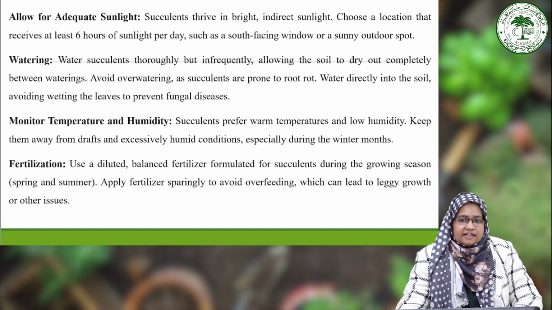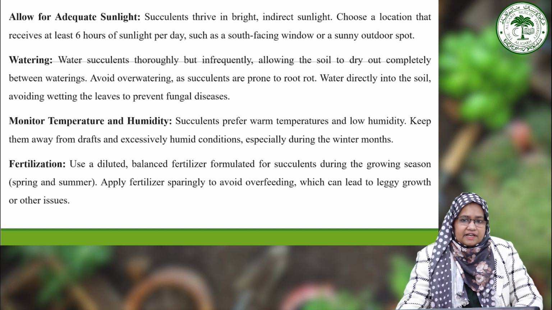Ensure adequate sunlight. Succulents thrive in bright, indirect sunlight. Choose a location with at least 6 hours of sunlight daily, such as south-facing windows or a well-lit outdoor area. Water succulents deeply but infrequently, allowing the soil to dry out completely between waterings. Be cautious of overwatering, as succulents are susceptible to root rot. Direct water to the soil, avoiding leaf wetness to prevent fungal disease.